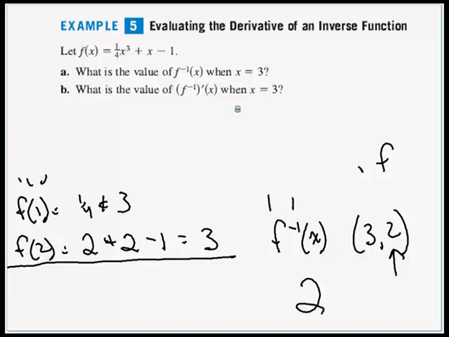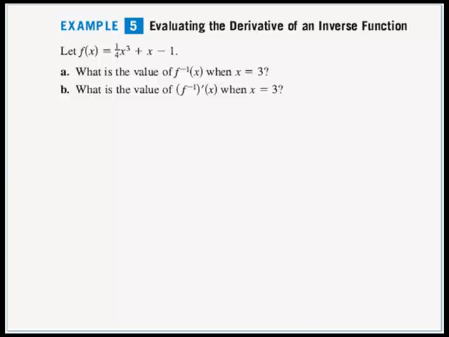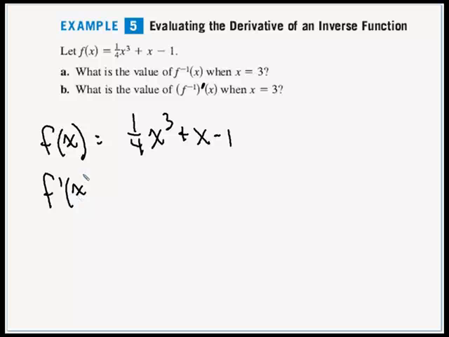And part B. Now they're asking us about the derivative, something about the slope. So it says, what is the value of the inverse's derivative, f inverse prime of x, when x is equal to 3? So first, let's go back to our original function. f of x is our 1/4 x to the third plus x minus 1. And let's take its derivative. f prime of x would be, bring down the 3 and multiply, 3/4 x squared plus 1, and then that minus 1 would drop right off.